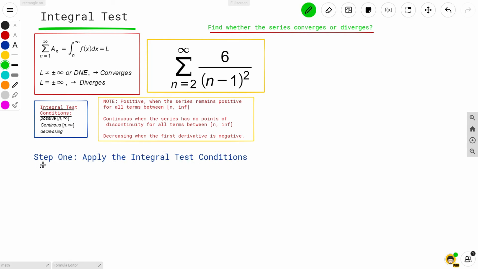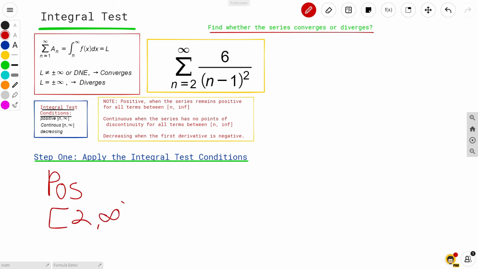And in doing so, all we're basically doing is just testing to see whether the conditions are met or not. So condition 1 is if it's positive. So we're going to test for positivity. If it's positive between the interval of 2 to infinity, because that is our n value. So is it positive? At what point would this function be negative?